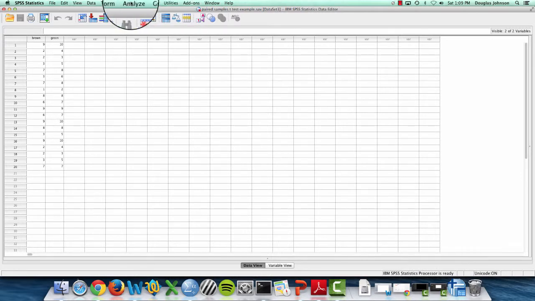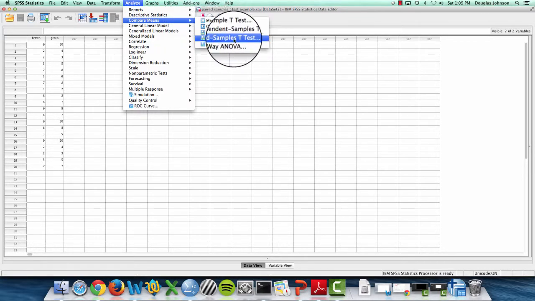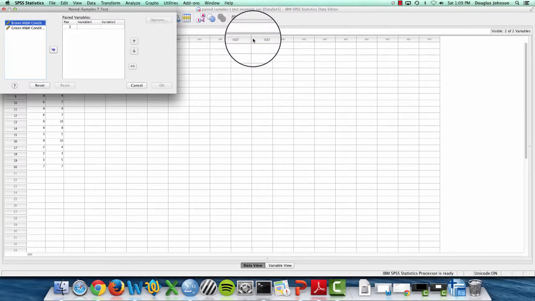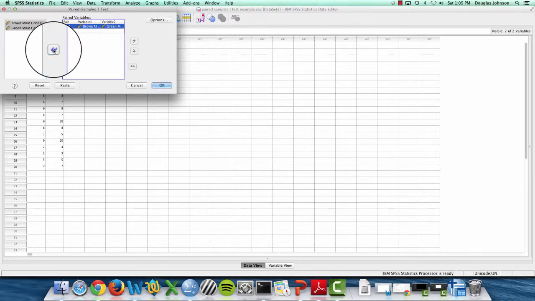So here, we will again go to the compare means submenu of analyze, paired samples t-test. Now we need to tell SPSS which two variables go together for the first pair. And for us, it's the brown versus the green M&M condition.